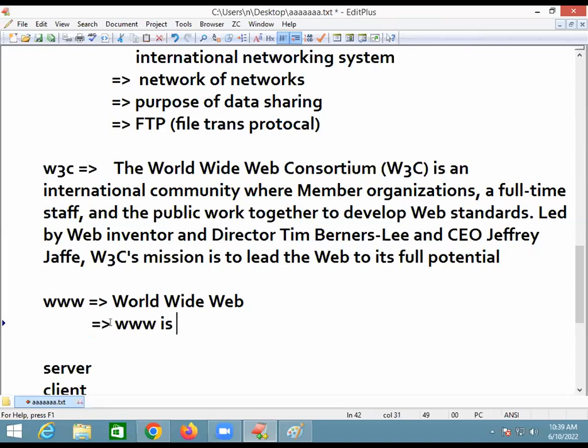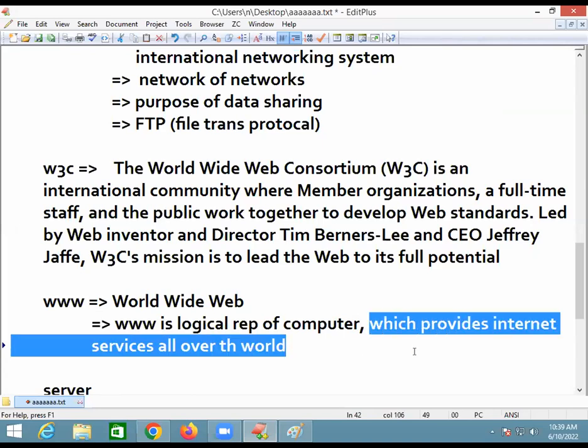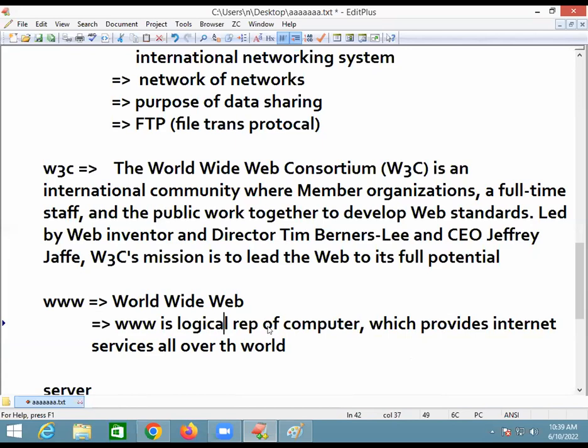So www is a logical representation of a computer. Which computer, sir? The one which provides internet services all over the world. That computer's name. Which machine is providing the internet services all over the world? That machine's logical representation is www.